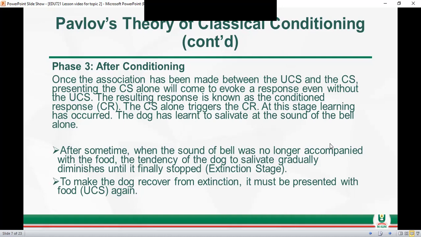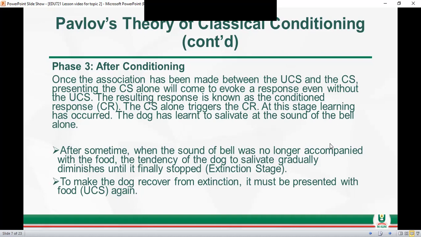Okay, but then Pavlov went a little bit further. We have completed phases 1, 2, and 3. But Pavlov, in his experiments, went a little bit further. He now presented the sound of the bell alone, without giving food to the dog. And then the tendency of the dog to stop salivating became obvious. The dog actually stopped salivating. That is the extinction stage. That is what it is called, extinction.